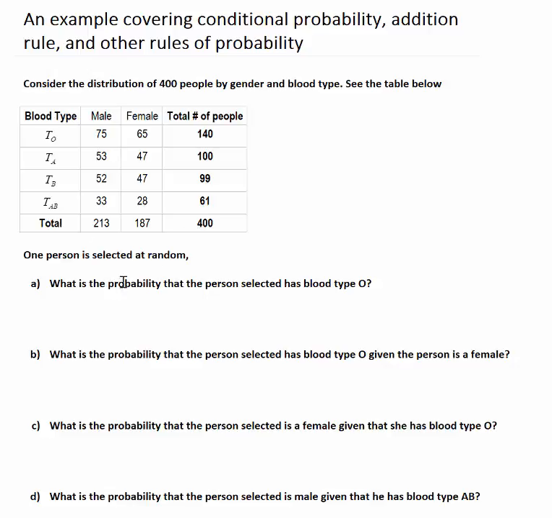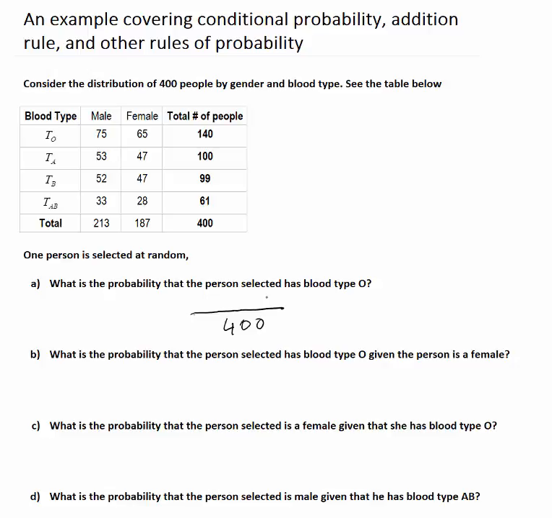The first question: what is the probability that a person selected has blood type O? So we're selecting one person at random. We want to see the probability that this person has blood type O. The definition of probability is the number of favorable outcomes divided by the number of possible outcomes. We are choosing a person at random from the group of 400 people, so the bottom number should be 400.